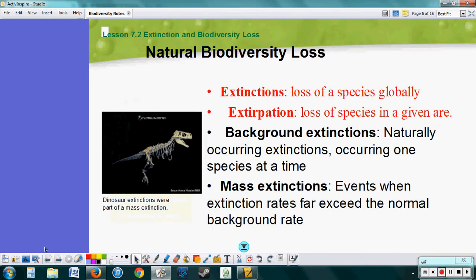When looking at losing biodiversity, there's different ways and different types. So looking at the mass loss of biodiversity is with extinctions and extirpation. Extinctions are a loss of diversity and the loss of the species, globally. So across the whole world, gone, dinosaurs. Extirpation is a loss of the species in a given area. So it's no longer on the Australian continent, but it is on the North American continent. And that very easily happens.